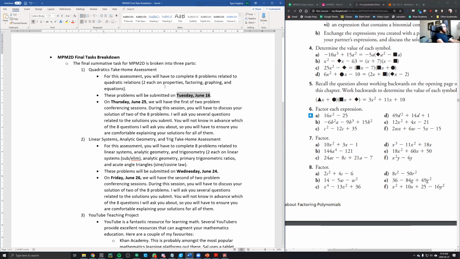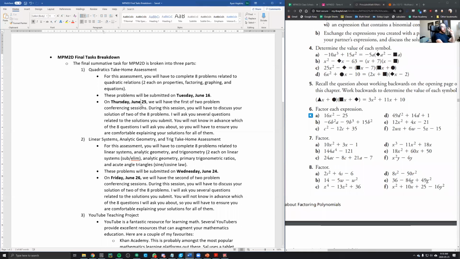Okay. So essentially, for each of these take-home assessments, you're going to be given 8 problems. Think test level problems. So nothing crazy difficult, but not too easy either. For the first one, it's all going to be on quadratics. So you'll have 2 for properties, 2 for factoring. And then the chapters that we're going to be doing next, we're going to have graphing questions and quadratic equation questions. We're going to submit these towards the middle, end of June.